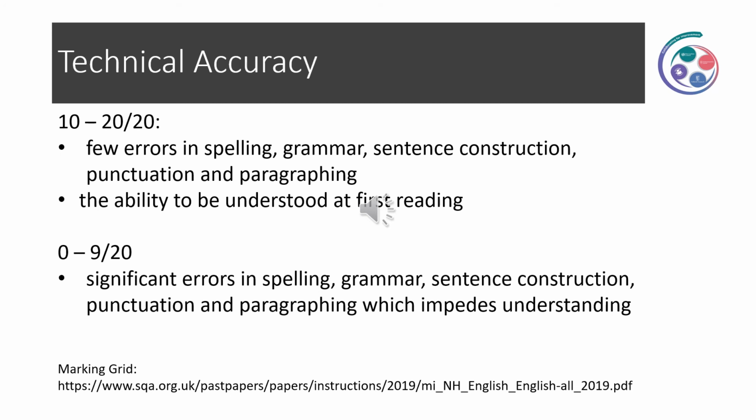The technical accuracy criteria is consistent for all the categories from 10 to 20 out of 20. So that is few errors in spelling, grammar, sentence construction, punctuation and paragraphing, and the ability to be understood at first reading. It's also consistent for 0 to 9 out of 20. Significant errors in spelling, grammar, sentence construction, punctuation and paragraphing, which impedes understanding.